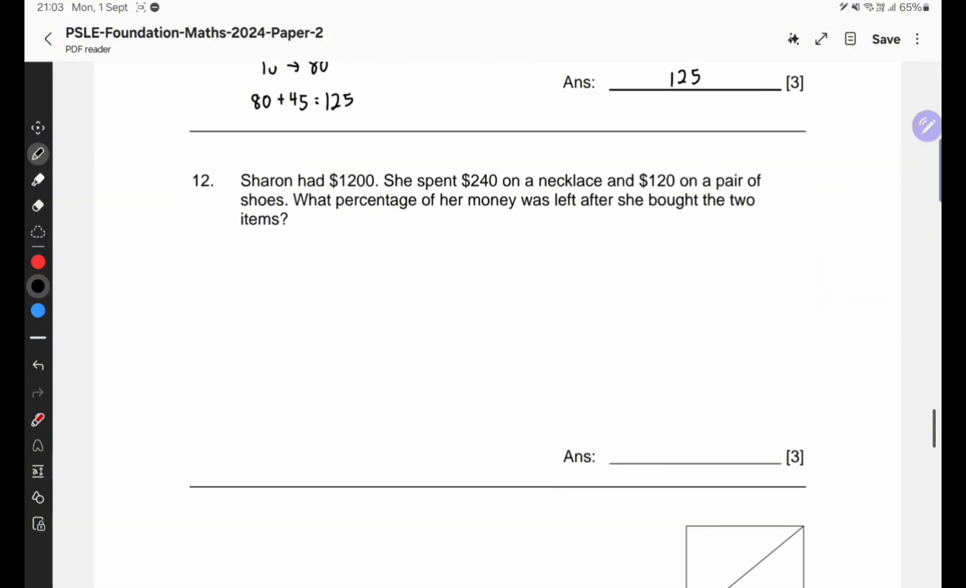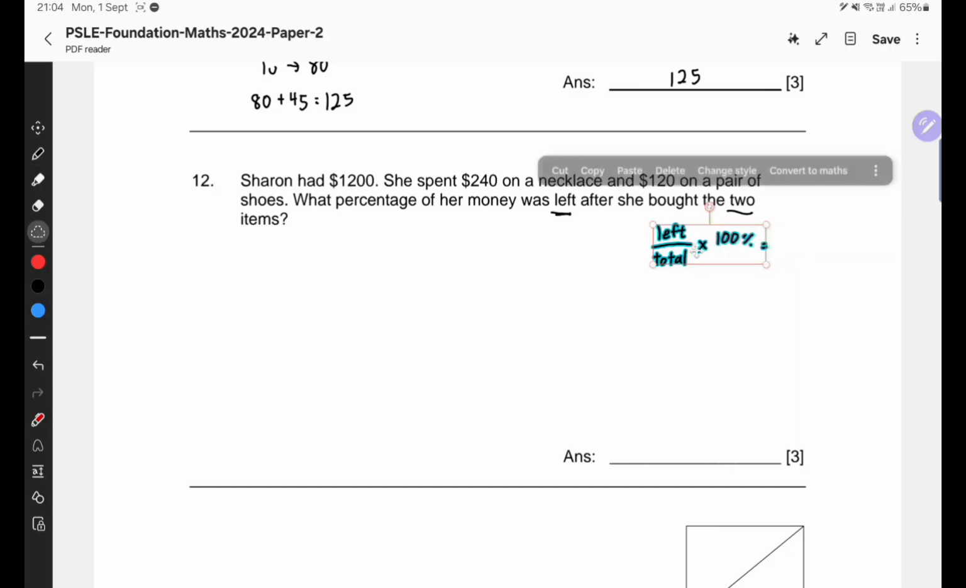Okay, moving on to question 12. Sharon had $1,200. She spent $240 on a necklace and $120 on a pair of shoes. What percentage of her money was left after she bought the 2 items? So basically we need to find what's left over the total times 100%, and that will give us our answer.